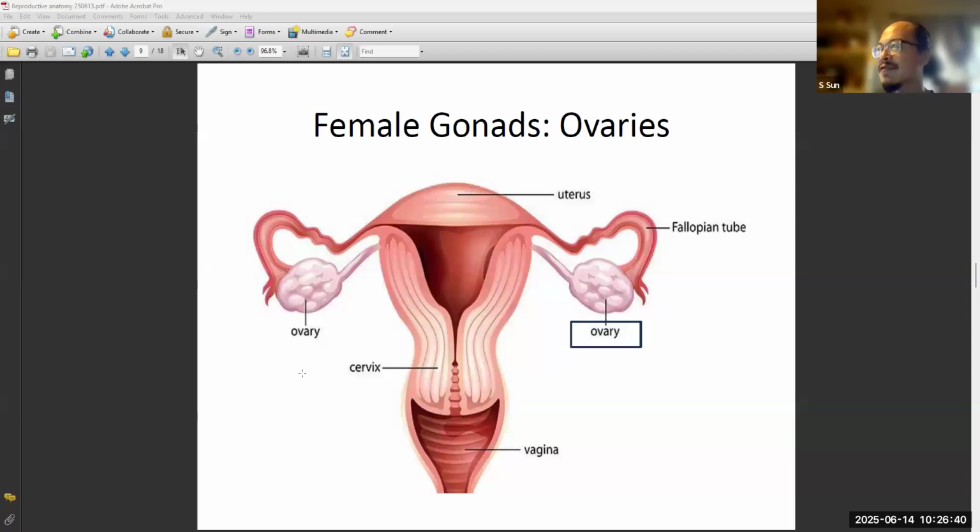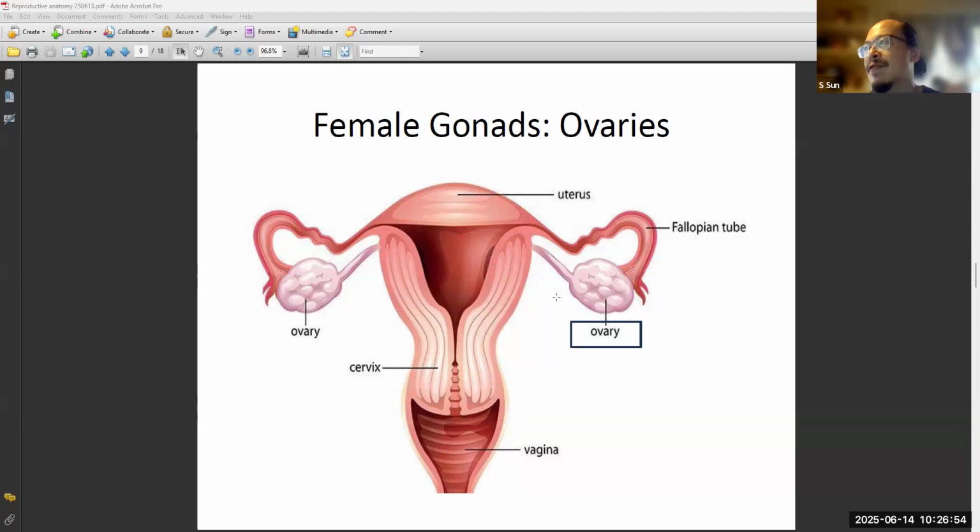That's this one here. Share. All right, so this is the female reproductive system. So the gonad is the ovary. So the ovary has two functions. One is to produce the gametes. The other one is to produce female sex hormone. So that's the key here.